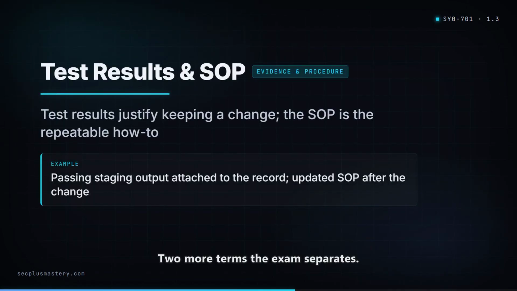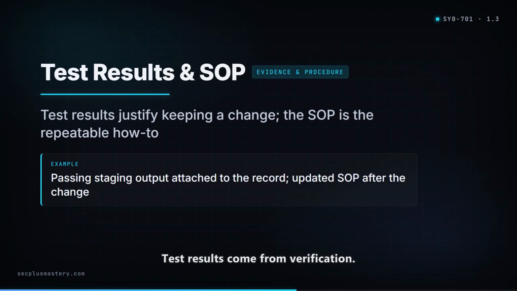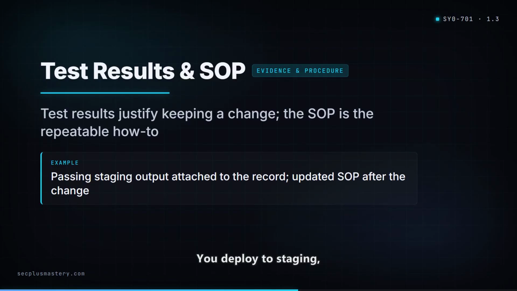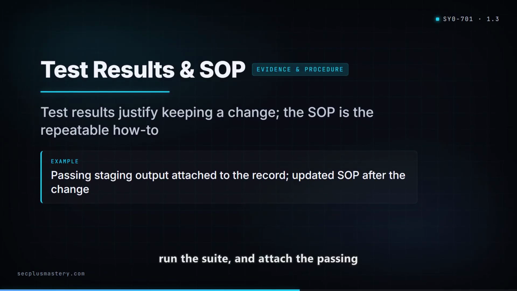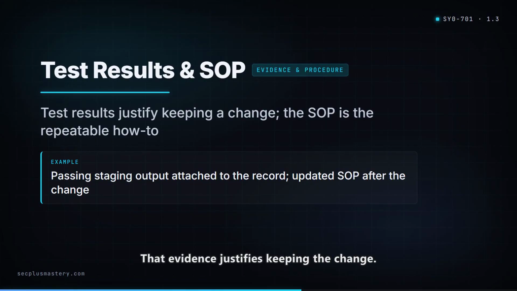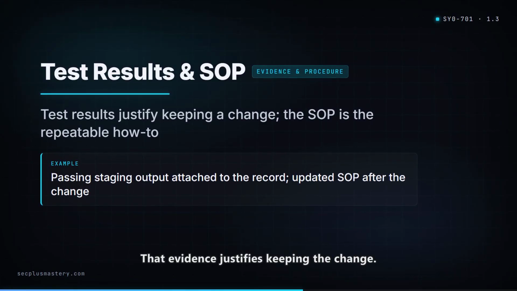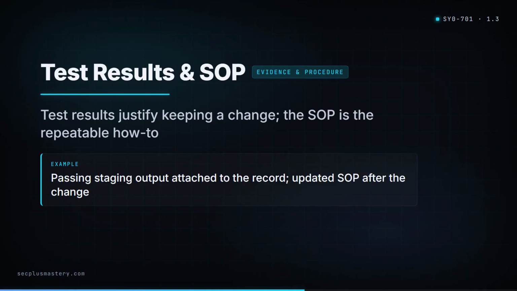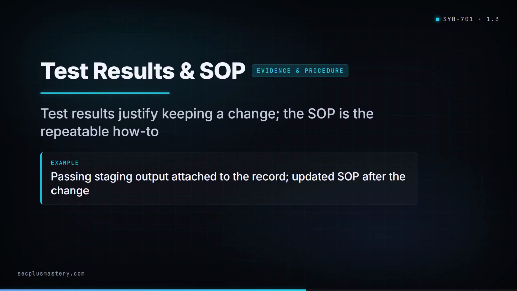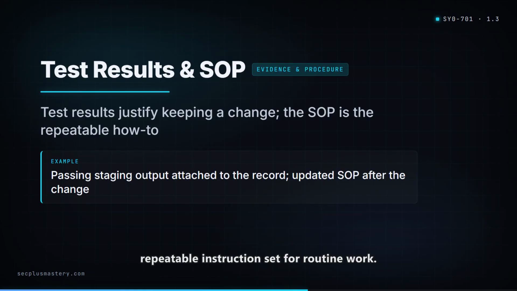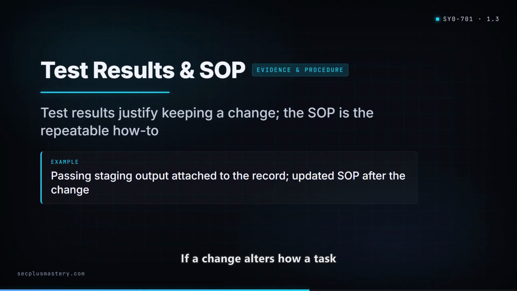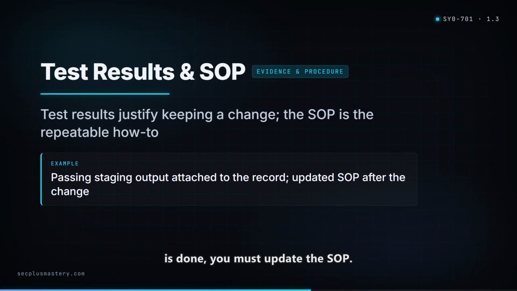2 more terms the exam separates. Test results come from verification. You deploy to staging, run the suite, and attach the passing output to the change record. That evidence justifies keeping the change. A standard operating procedure, the SOP, is the canonical, repeatable instruction set for routine work. If a change alters how a task is done, you must update the SOP.